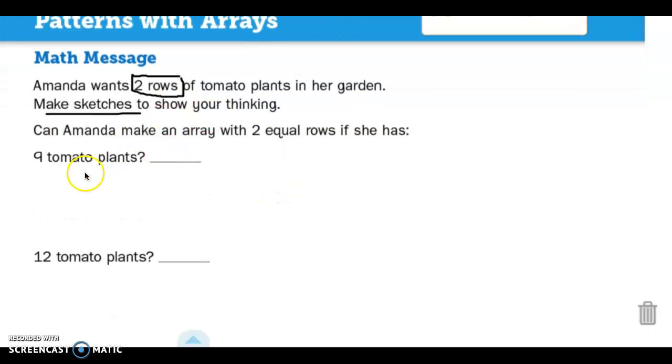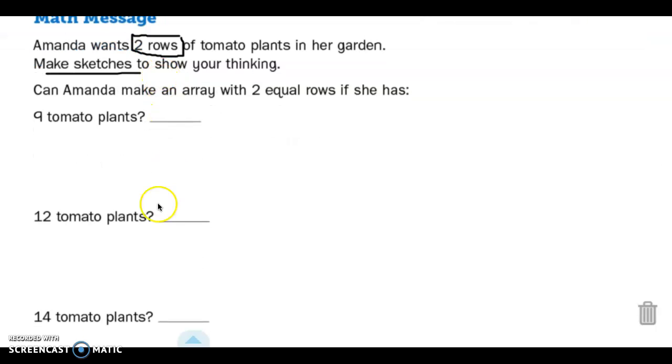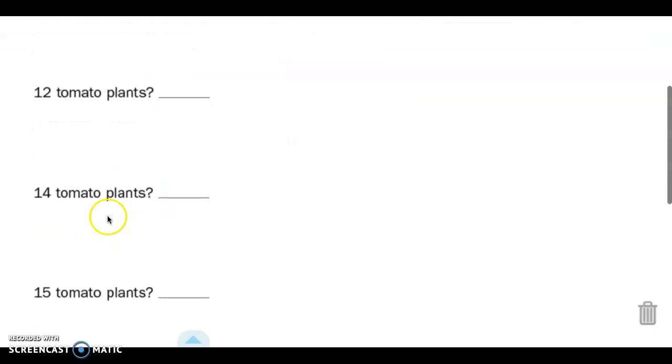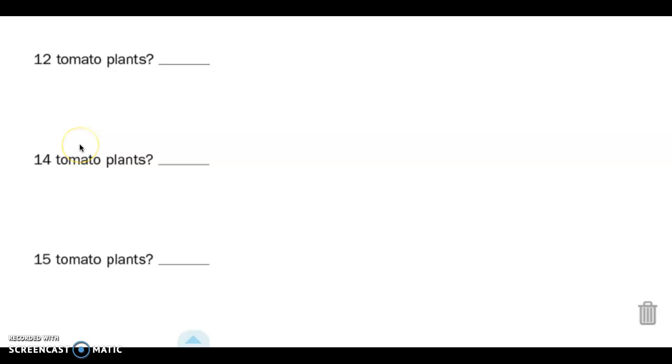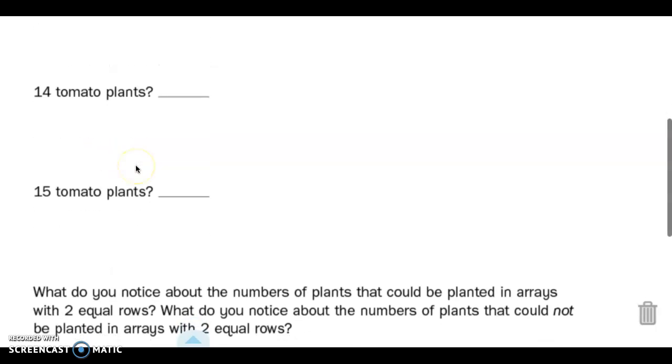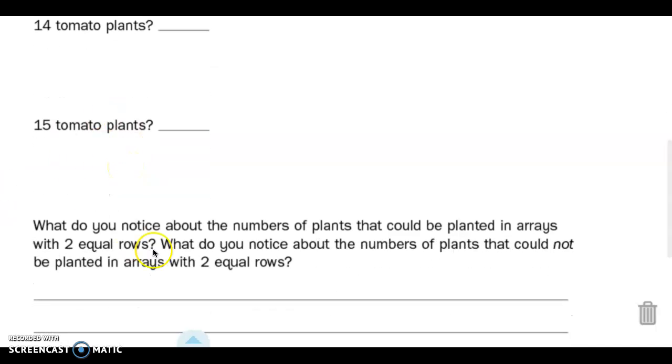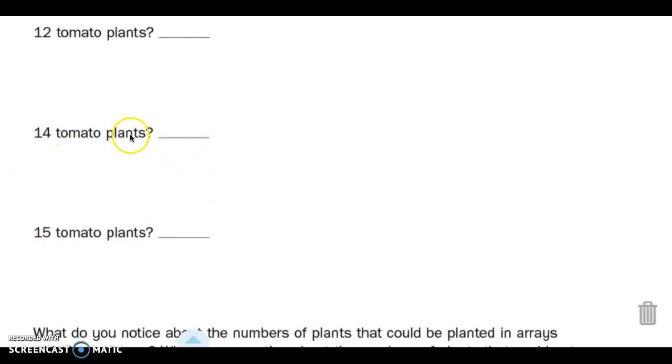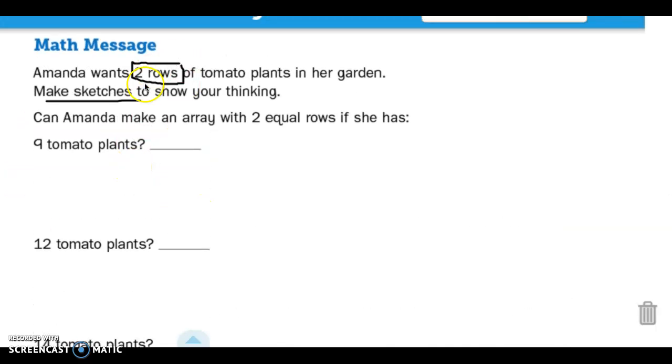If she has 9 tomato plants, could she make 2 rows? If she has 12 tomato plants, could she make 2 rows? If she has 14 tomato plants, could she make 2 rows? Or if she has 15 tomato plants, could she make 2 rows? Imagine these are all different gardens. Could she make them with 2 equal rows?